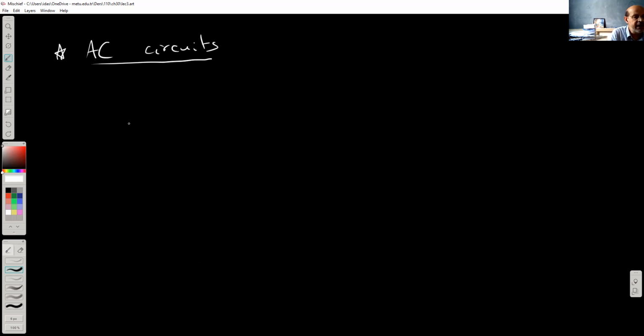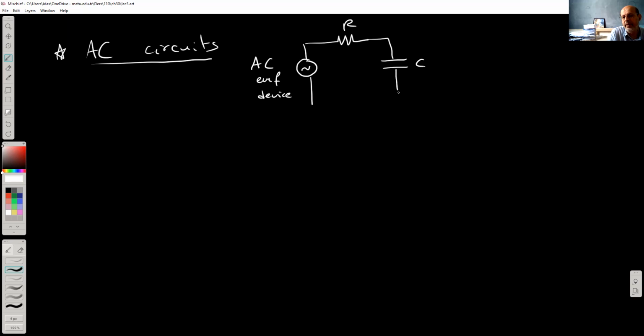But I mean, there will be a lot of information in here. So in any case, we basically have in these kind of circuits some kind of an AC EMF device. We usually show it like this. So that's the AC EMF device. And then on a circuit, we might have a resistor, a capacitor, and an inductor. All of them behave in a certain way.